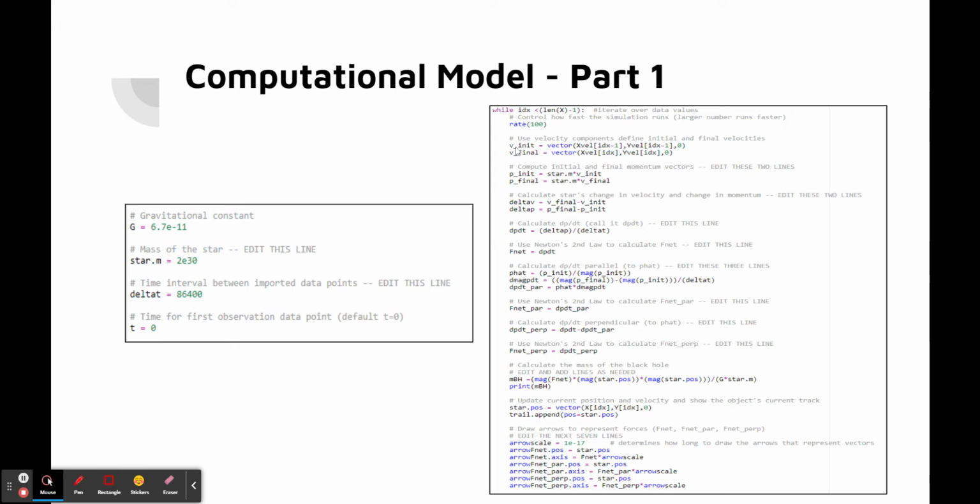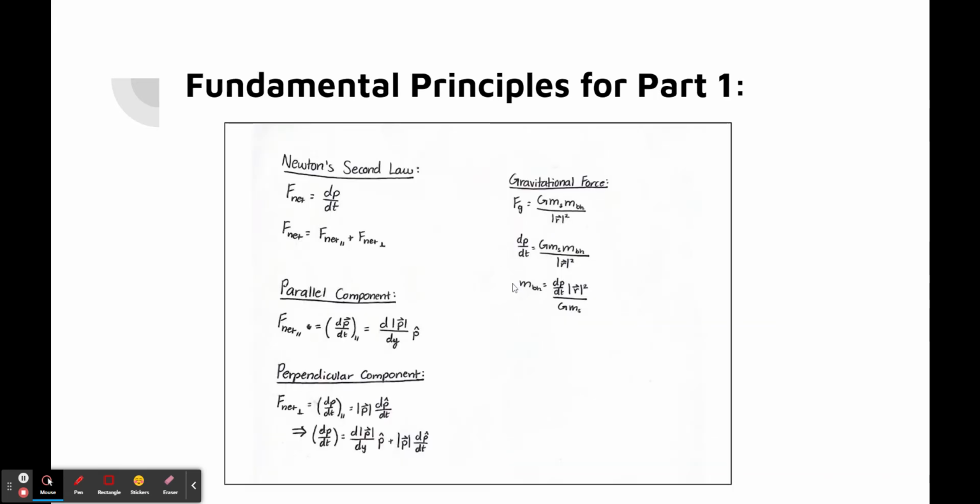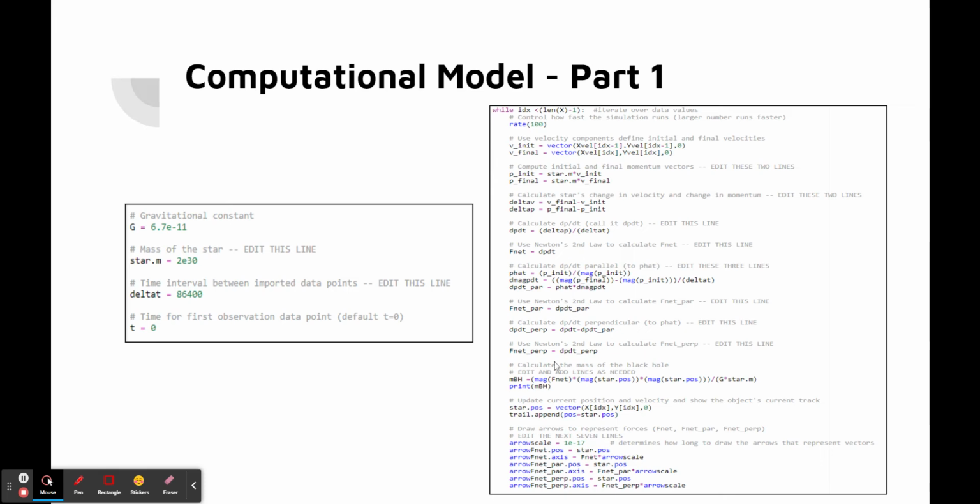And here's our iteration loop, and all of this information right here is all the equations in this slide. And then we're going to use all that to determine right over here the mass of the black hole. And then we made the arrow scale quite small, so you can see in the next slide how long the arrows will be.